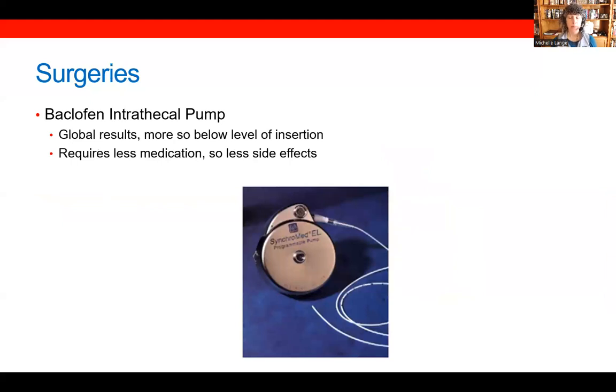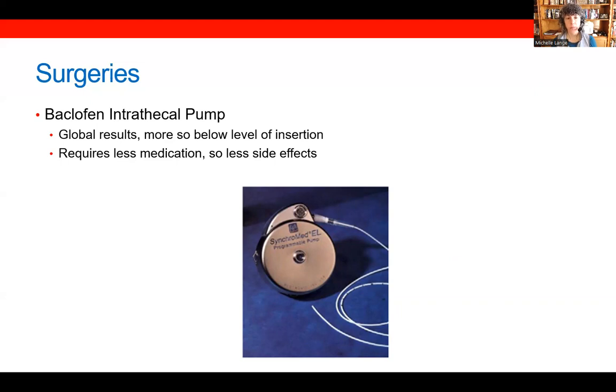The baclofen pump has been around for a long time now. It's about the size of a hockey puck. It's placed within the abdominal cavity. A catheter goes from that pump into the cerebral spinal fluid through some of the vertebrae of the spinal column. It can be easily refilled and adjusted from the surface of the skin over the pump. It provides global results throughout the body in terms of tone reduction, more so below the level of where it's inserted into the vertebrae of the spinal column.